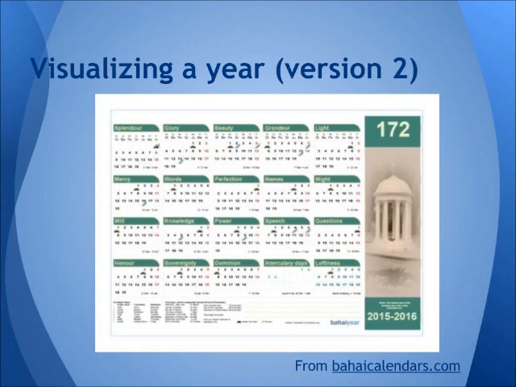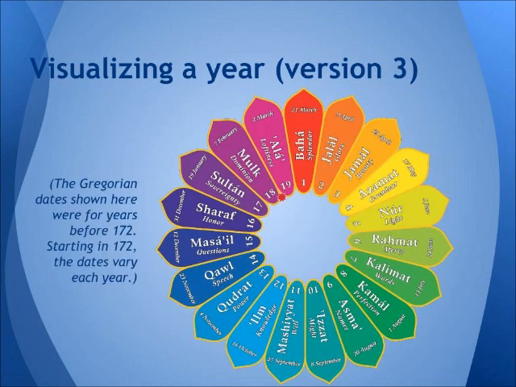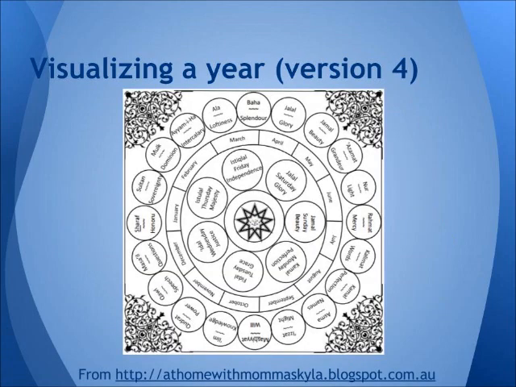And moving on, we have another version of a year for the Baha'i year. Again, it starts at Nowruz, 1 Baha, which will be on March 20 or 21, depending on when the vernal equinox occurs in the northern hemisphere. And here's a beautiful version that many of you may be familiar with, showing the Gregorian dates before 172. But starting in 172, the dates are going to vary each year. Remember that. And here we have another year. This is our 4th version.